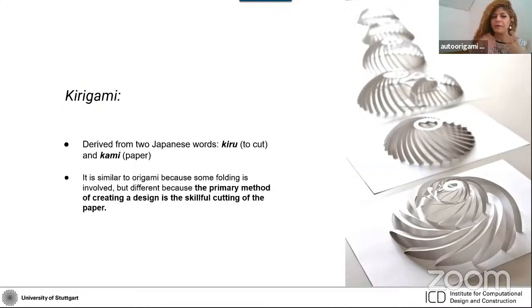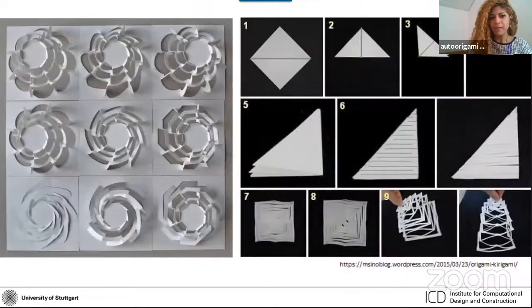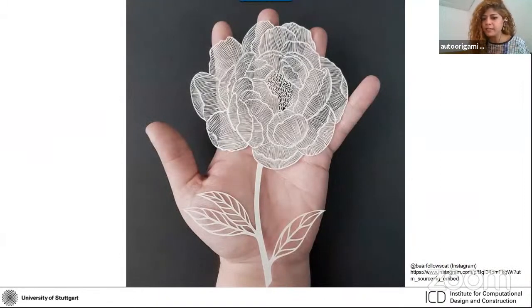Basically this cutting is the primary method for creating designs. It can include folding in the final piece, as you see in the left-hand side, or it can use folding in the process of creating a piece. For example, as you see in the right-hand side, where you cut a piece of paper so that you can create cuts more easily throughout the whole piece, or it can just not include any fold at all and can just be a nice 2D piece of nicely cut paper.